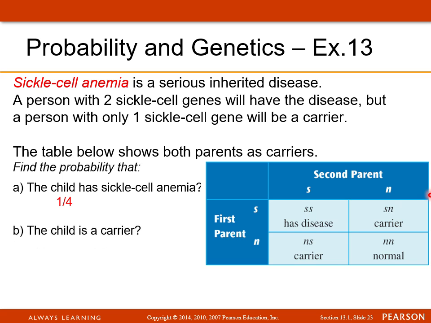The child is a carrier. We see that you have 2 possibilities out of the 4. So 2 out of 4 simplifies to 1/2. The child is disease-free. Well, we see that there's only one way to end up with disease-free. So that would be 1 out of 4.